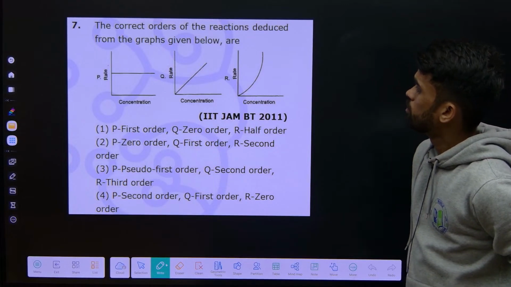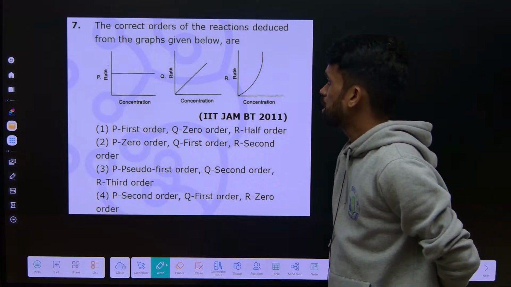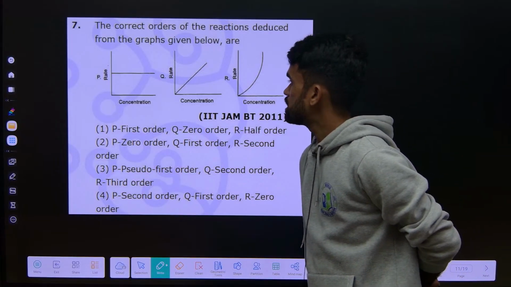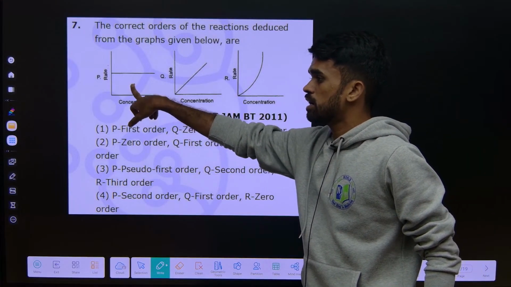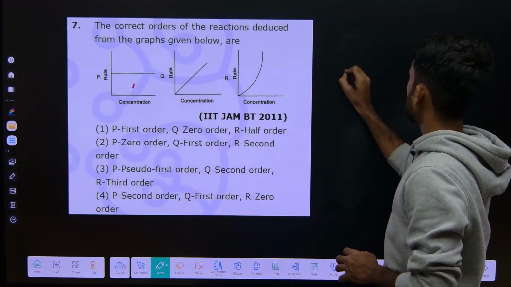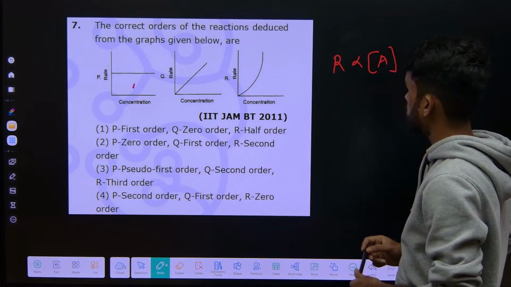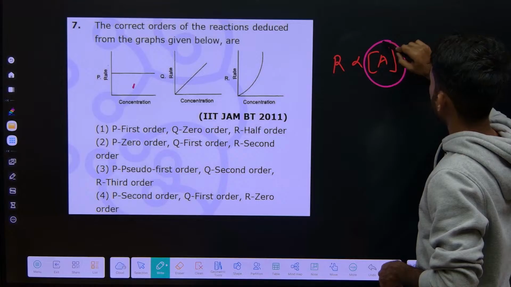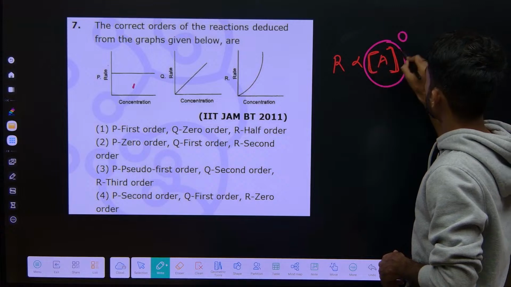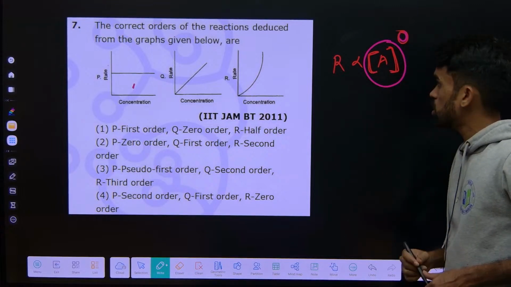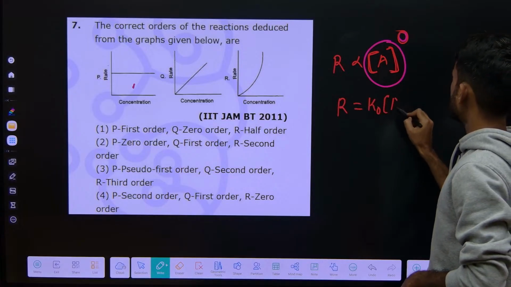Rate versus concentration curves are given and they are asking us to identify which graph corresponds to which order. See, which order does the first graph correspond to? First order, second order, zero order. Very simple. The rate of a reaction is directly proportional to the initial concentration of reactants. If the reactant concentration is taken to the power 0, it means the order of the reaction is 0, and the rate is independent of the concentration of reactants.